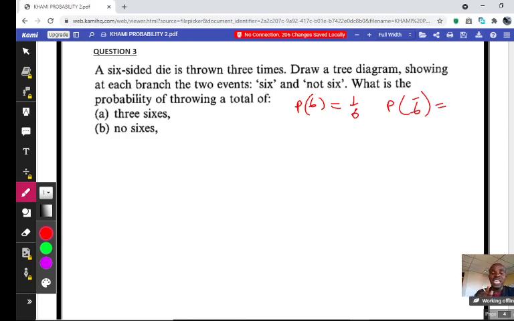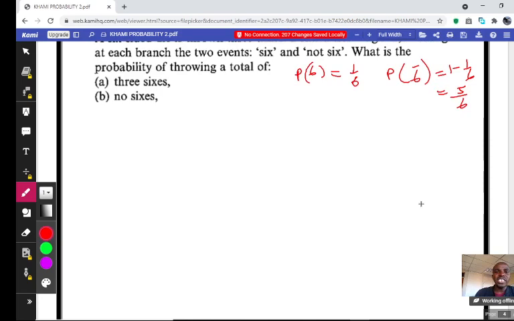The probabilities, we said, add up to 1. So in this case, you can either throw a 6 or you cannot throw a 6. It can be a different number. So the probability in this case is a 6 and not a 6. If you add the 2, they must give you 1. So the probability of not a 6 is just 1 minus the probability of a 6, which is 1 minus 1 over 6, which is equal to 5 over 6. That's the probability of not a 6.